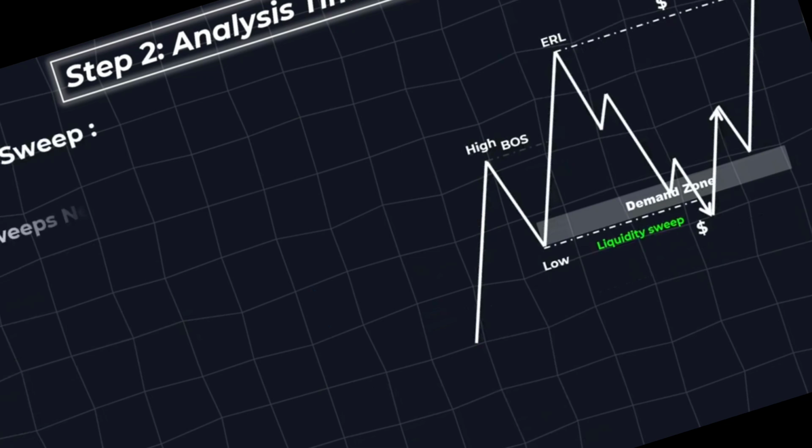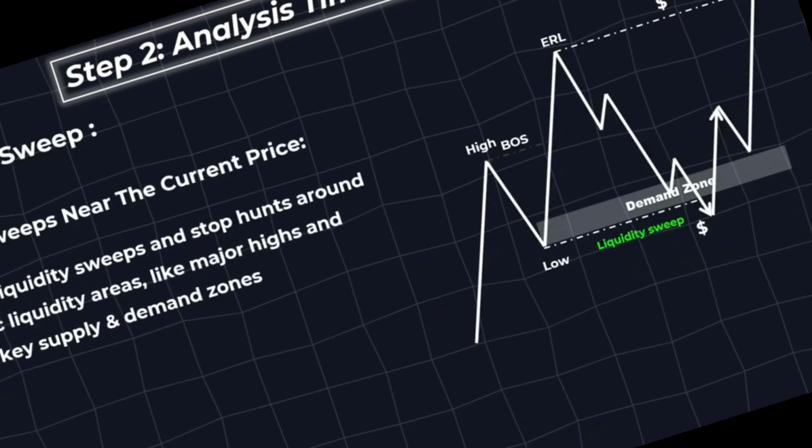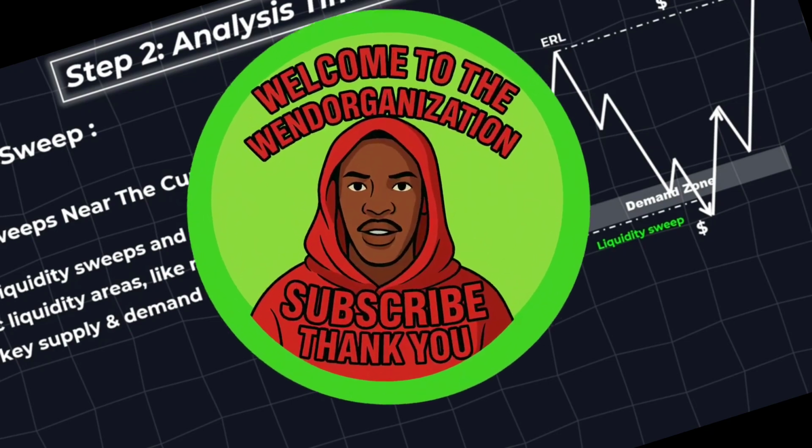We want to carefully look for signs of liquidity grabs and stop hunts around key static liquidity areas, such as major highs, major lows, or important supply and demand zones. Catching these sweeps gives us a huge edge because it shows where the market has just collected liquidity and is likely to shift direction.